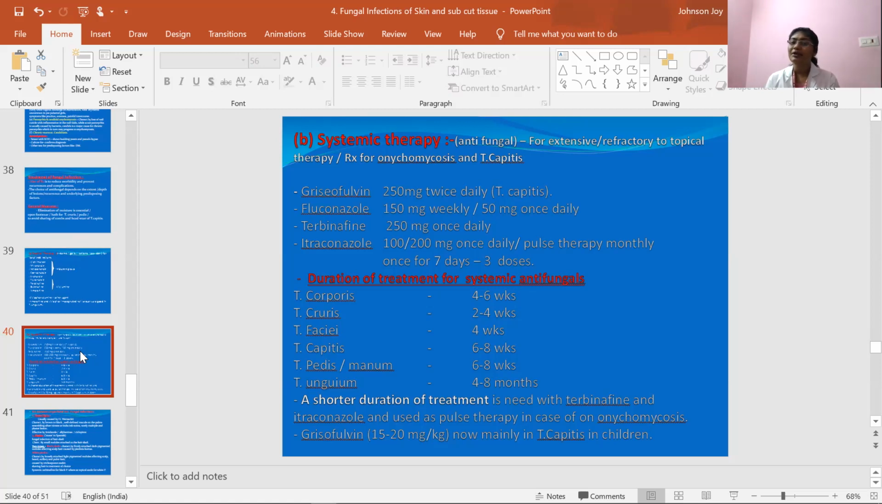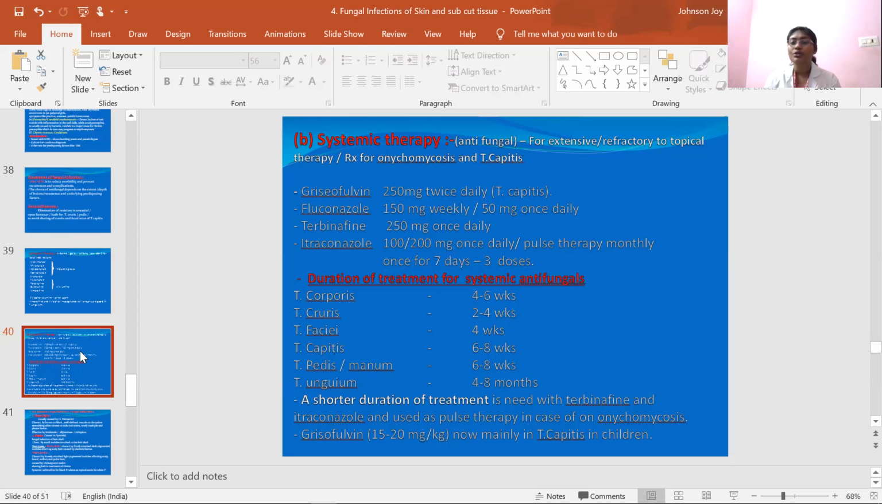So how is pulse therapy with itraconazole given? You can give pulse therapy monthly, once for 7 days. That means every 1 week you can give 200 mg itraconazole, or you can give 100 or 200 mg itraconazole once daily. Pulse therapy means you give every 7 days, like 3 doses. Now, duration of treatment for systemic antifungals.